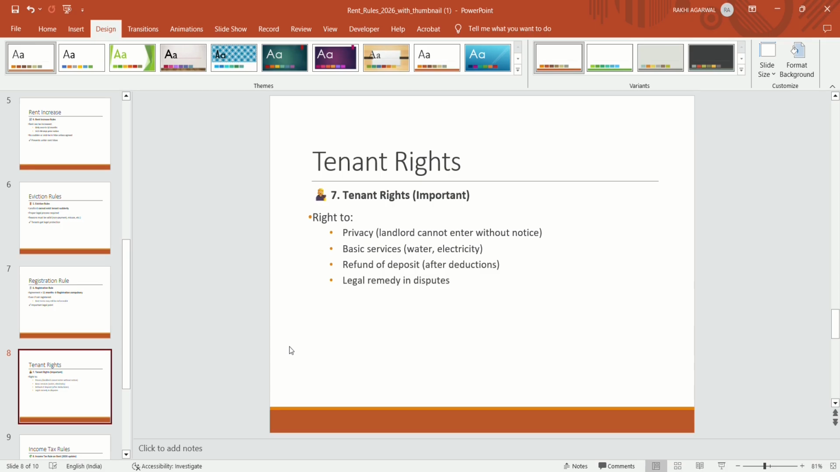Basic services, that is, if any defect arises in the house, the expense is borne by the landlord, not by the tenant. For basic services like water supply and electricity, if any defect arises, the expense is borne by the landlord. Refund of deposits after deduction. If any expenses are borne by the tenant, then they can be deducted from the rent.